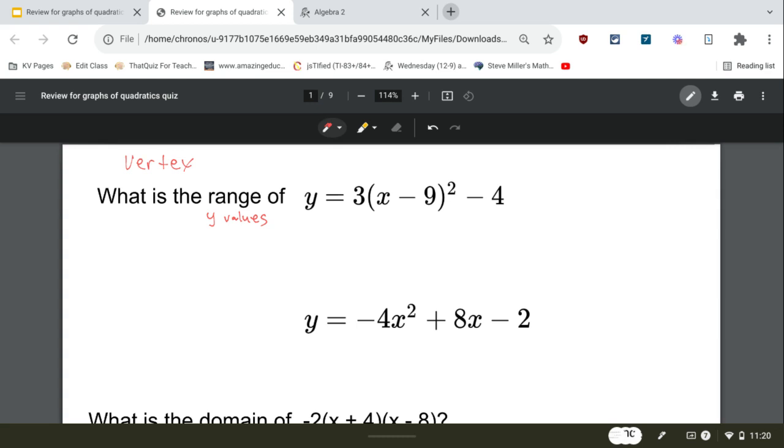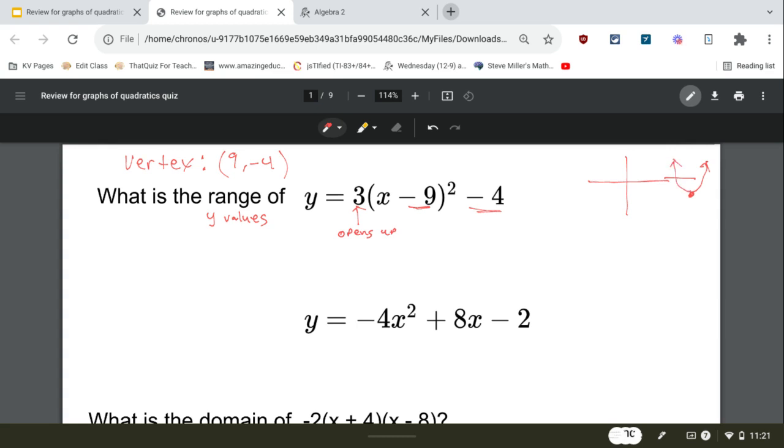So for this first one, it is in vertex form. So my vertex is just going to be the opposite of this number and then the regular of that number. All right, my vertex is going to be 9, -4. Nice. And then this 3 right here tells me that it's opening up. So I could draw a quick graph of this to get an idea for what my range is going to be. 9, -4 is going to be over here somewhere, and then I know it's opening up.